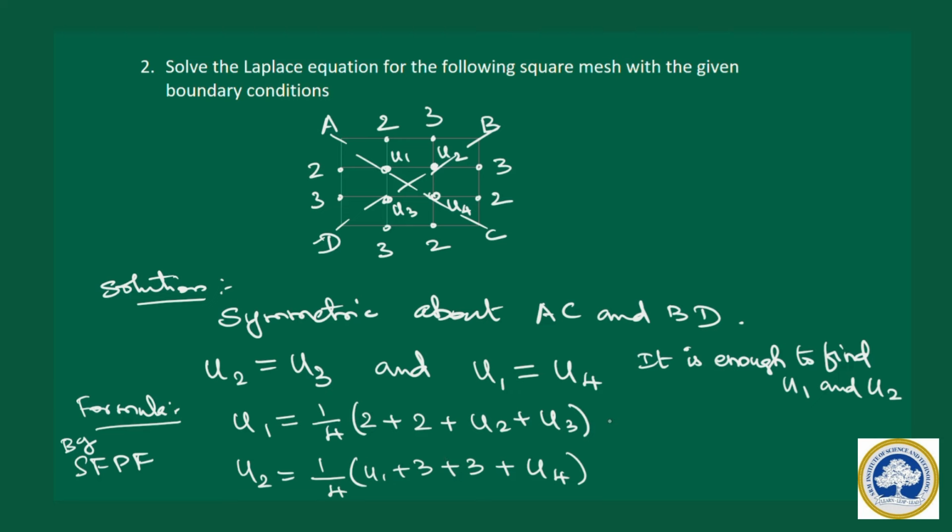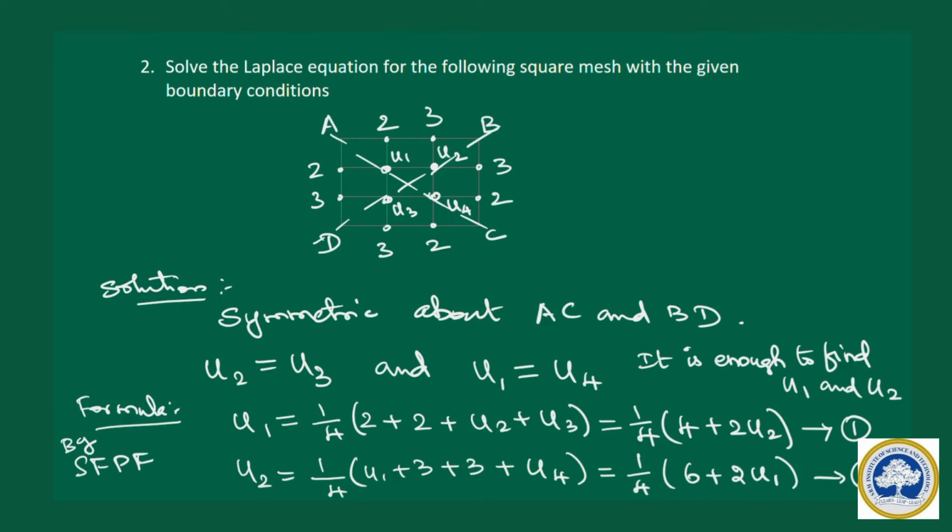In the formula for U1 we have U2 and U3, and U3 is equivalent to U2, so U3 can be replaced by U2. So we can simplify this as 1 by 4 into 2 plus 2 is 4, and then this becomes 2U2. Similarly, the formula for U2 is 1 by 4 into 6, that is 3 plus 3, 6, plus, since U1 and U4 are the same, 2U1. Now we have two equations, 1 and 2.